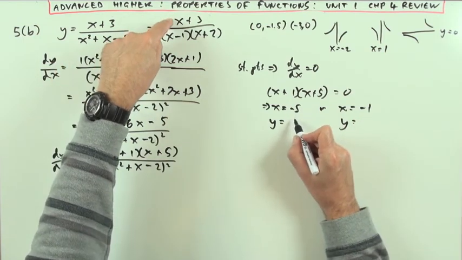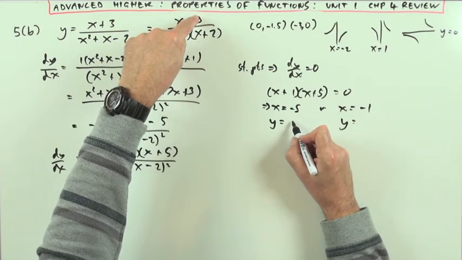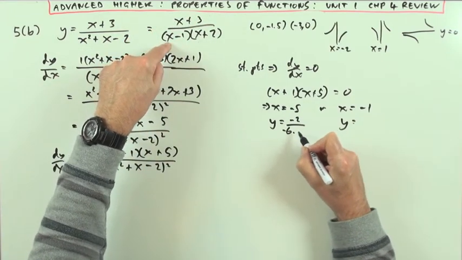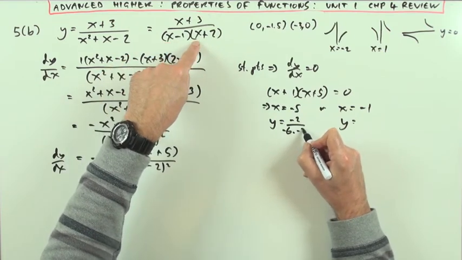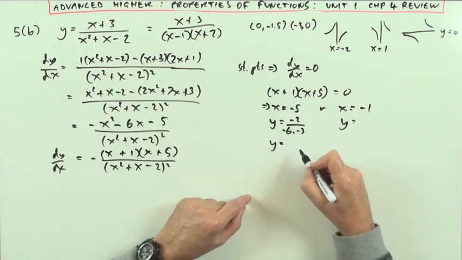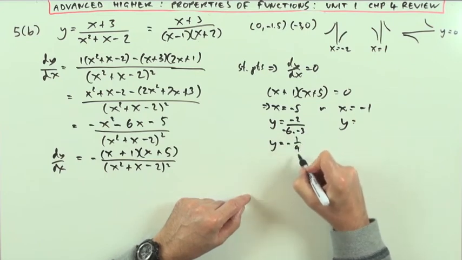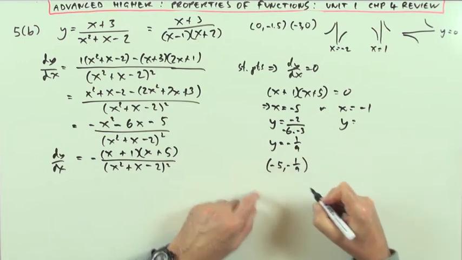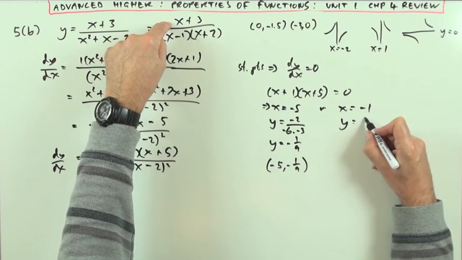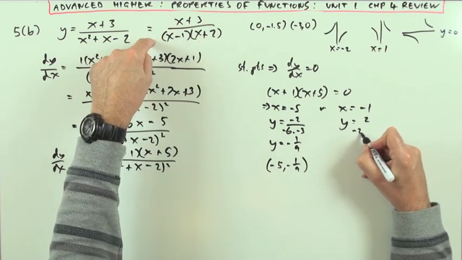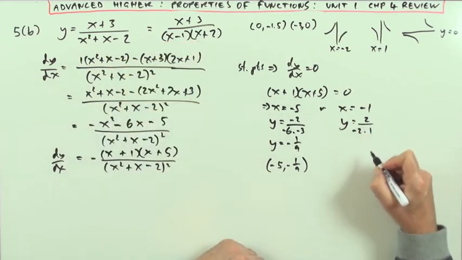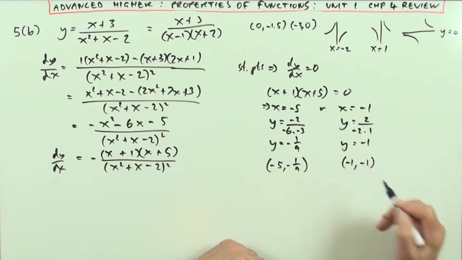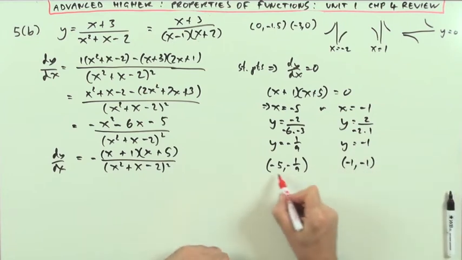So for negative 5, I'm going to have negative 5 plus 3 is negative 2, negative 5 minus 1 is negative 6, negative 5 plus 2 is negative 3, so that means y is going to be negative 1/9. So there's a stationary point at negative 5, negative 1/9. And if it's negative 1, that simply means I'm going to have a 2 over a negative 2 times a 1, which gives me a negative 1. So I've got a stationary point at negative 1, negative 1. There's my two stationary points.